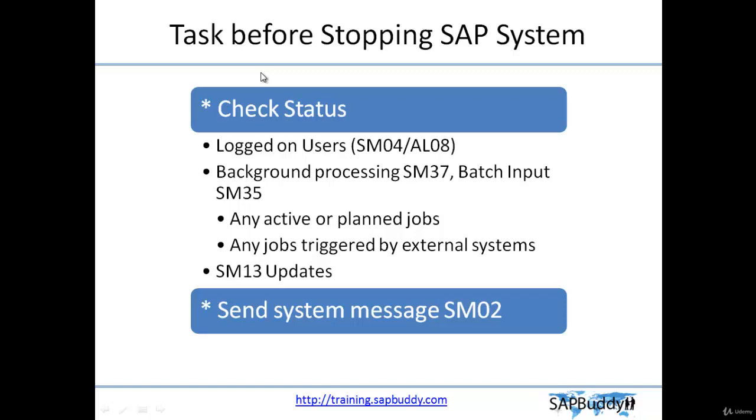Okay, so in general, before stopping an SAP system, we need to check the following things: whether any user is logged into our SAP system. These transactions we have seen already, SM04 and AL08, which will give you the list of users logged into the system. Using these transactions, you can see if any active users are already there in the system. We can also go and check these transactions in our SAP system.